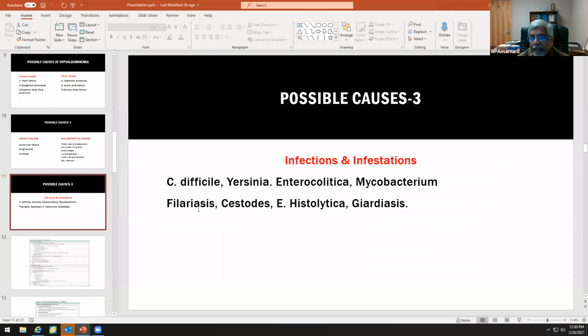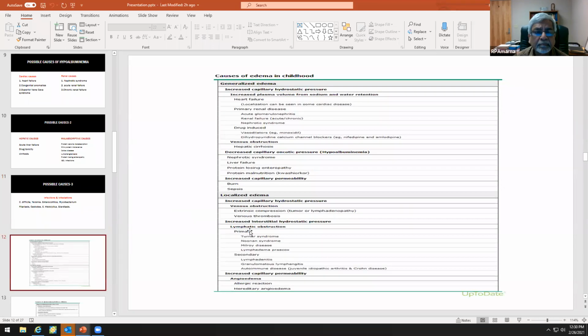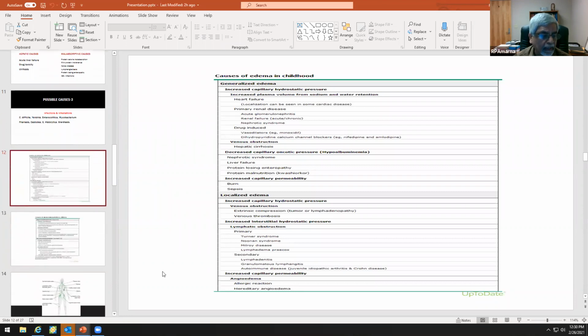Filariasis is more of a parasite that causes local lymphatic changes and causes elephantiasis or big legs and things like that. It's not common in the United States, but it can be seen in South America and in Asia. So we went through this one, these causes for the childhood edema early on.